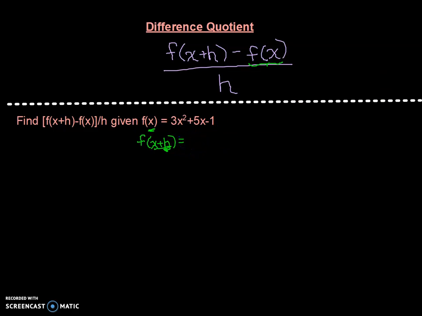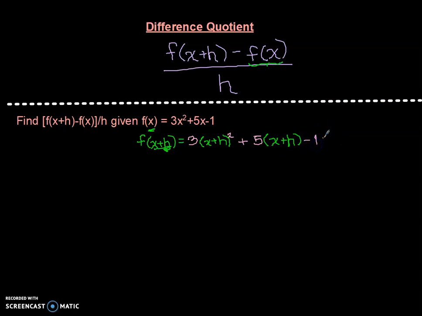So I'm going to try to color coordinate this. Instead of 3x squared, it's going to say 3 times (x plus h) squared. Again, anything with plus or minus needs to be in parentheses. And then plus 5x, we'll say plus 5, and then in parentheses, x plus h. And finally, minus 1 comes down.